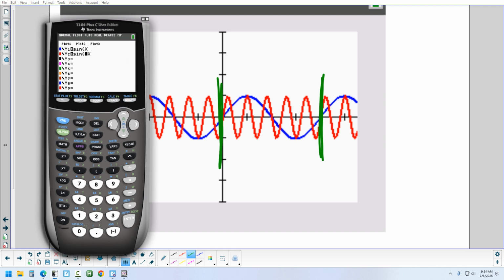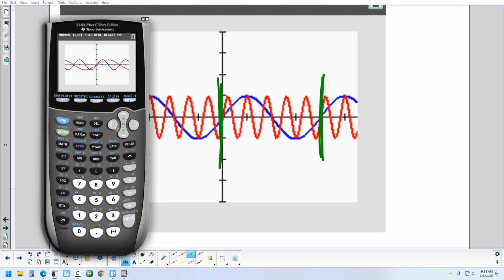What kind of number could we do that would stretch the graph? Yep, 1/2. Yeah, we could do a 1/2 or 0.5. Now the red one is going to be twice as long as the blue one. It's going to be stretched out. So for every 1 red cycle, now you're getting 2 blue.